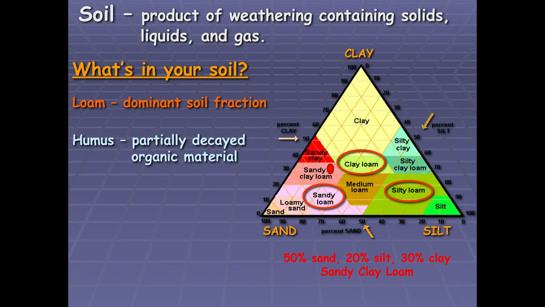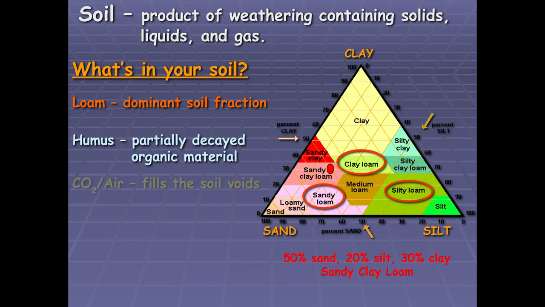Loam. And how about humus? And humus represents partially decayed organic material. So to be a soil, you've got to have organic material within that soil. And that's reasonable because that organic material would dominantly come from decayed plant material that lies on the surface of the earth. Or how about decaying animals? Animals die, they lay there, and they decay as well.